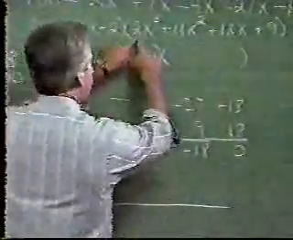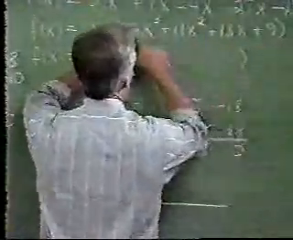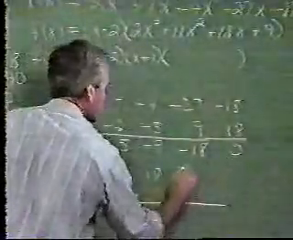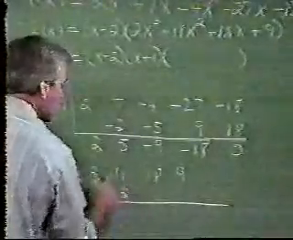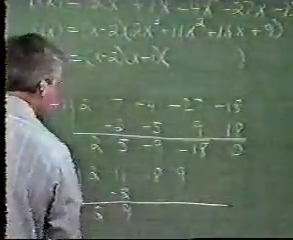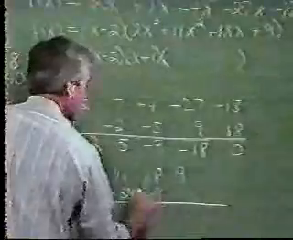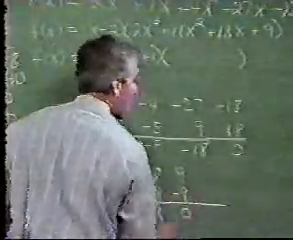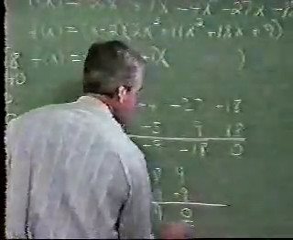Now I'm dividing into this factor, so I'll use 2, 11, 18, and 9. Bring down the 2. Negative 1 times 2, negative 2. 11 with negative 2 is 9. Negative 1 times 9, negative 9. Together 9. Negative 1 times 9, negative 9. Together 0, as expected. We knew this remainder would be 0.